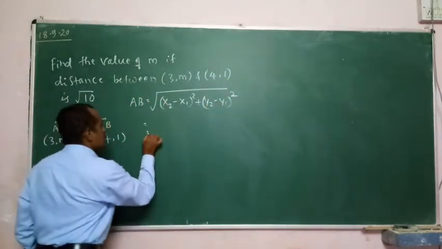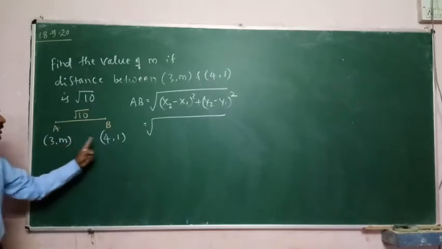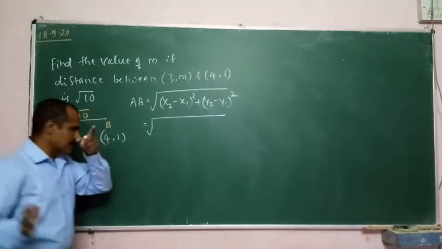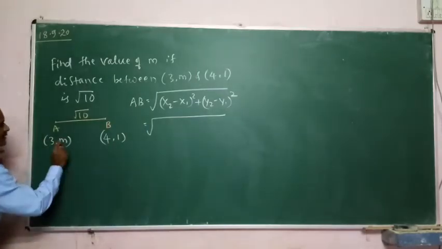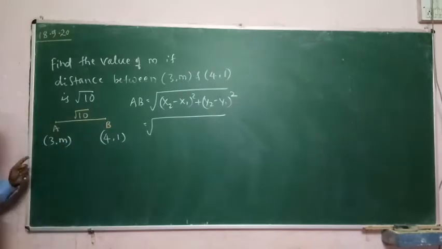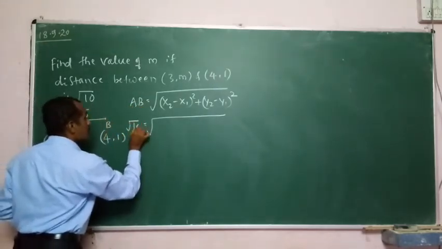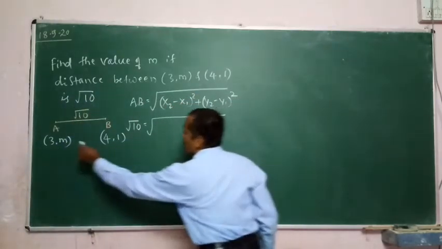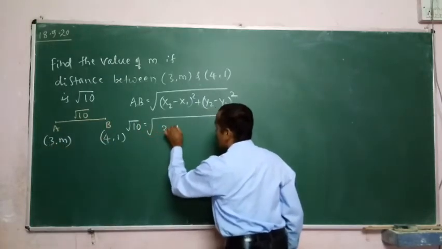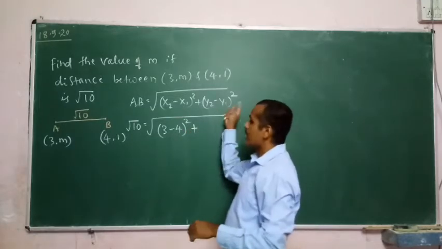Which is equal to under root. No need to write x1, y1, x2, y2. You remember this. You can call this x1, y1 or you can call this x1, y1, that makes no difference. Ultimately, this minus this plus this minus this. Very simple. AB is given, root 10. Root 10 is equal to (x2 minus x1) the whole square, 3 minus 4 the whole square, plus (y2 minus y1) the whole square.